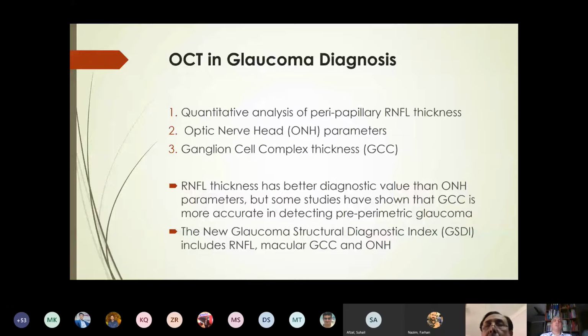So what does the OCT usually show? It's a 6 by 6 millimeter, three-dimensional disc scan consisting of 128 B scans, with each B scan consisting of 512 A scans.